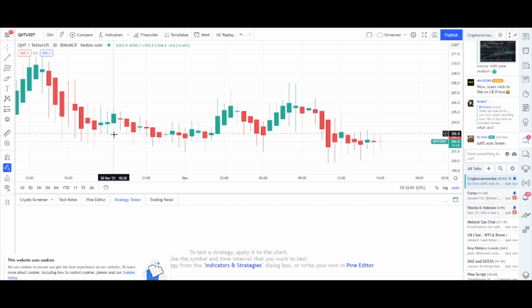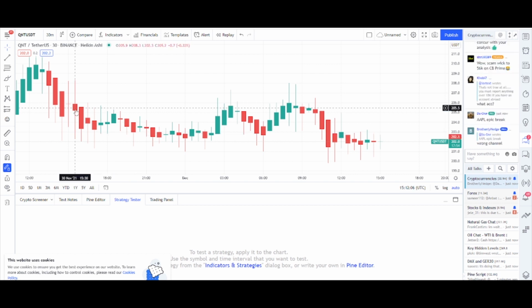Remember, red candles are good. I'm sorry, red candles are bad, green candles are good. And you can see it's been up and down, up and down, up and down. So right now, the price, as you can see up here in the left-hand corner, if you can see my little arrow here, it's at $202.